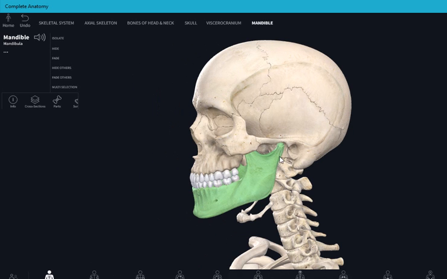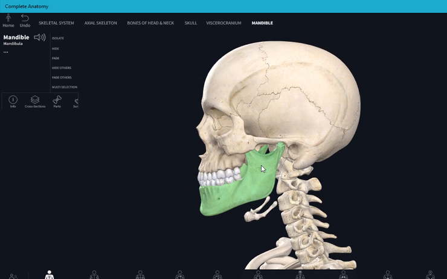On the lateral view, we can see the ramus of the mandible. The ramus of the mandible divides anteriorly to give a coronoid process and posteriorly to give the condyle of the mandible. And the condyle consists of the head of the mandible and the neck of the mandible.